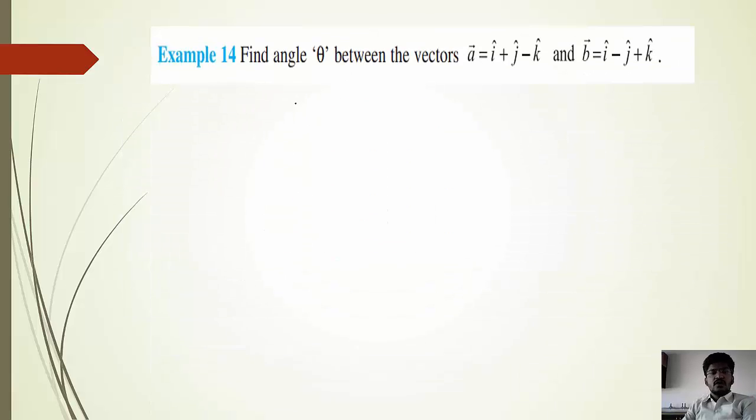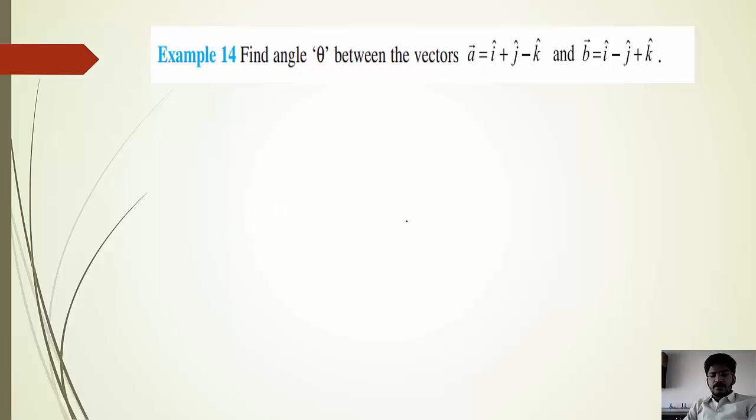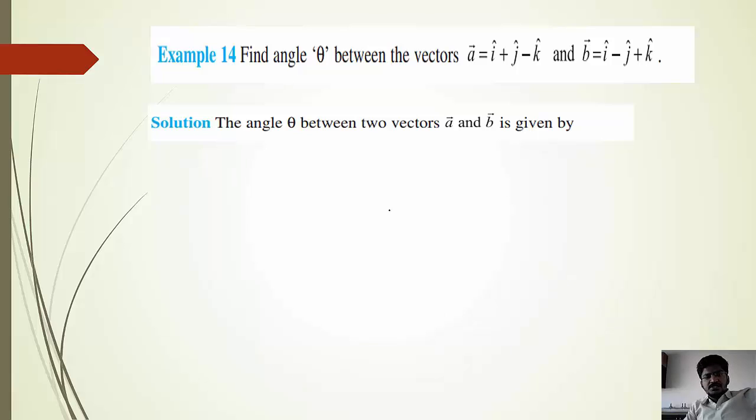Okay. Here they are telling us to find the angle theta between the vectors A and B. So already you know the angle between two vectors: theta is equal to cos inverse of vector A dot vector B divided by magnitude of A into magnitude of B. So you have to find A dot B and you have to find magnitude of A and magnitude of B. First you write the given terms, but this formula you must know. Clear?